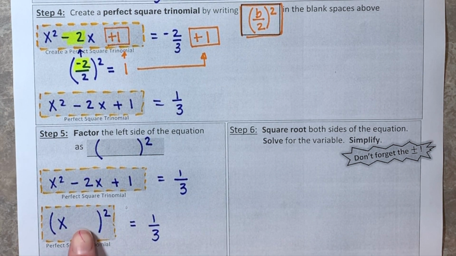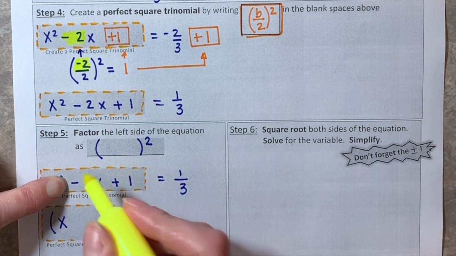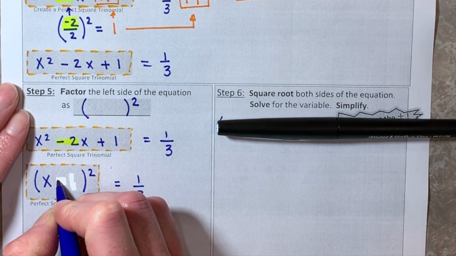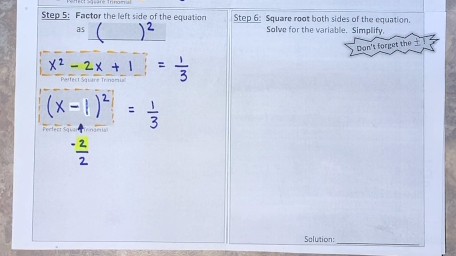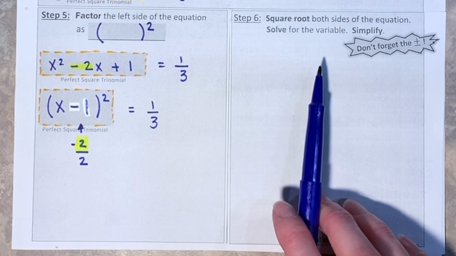Then to figure out what to put here, we can again use that middle coefficient, the -2, and we take -2 and divide it by 2. Don't square it in step number 5. In step number 5, just take it and divide by 2. And -2 divided by 2 gives us a -1. So that's what we're going to put right here, -1. Now we've factored our perfect square trinomial. Next, I'm just going to copy this exact expression over into our box for step number 6.